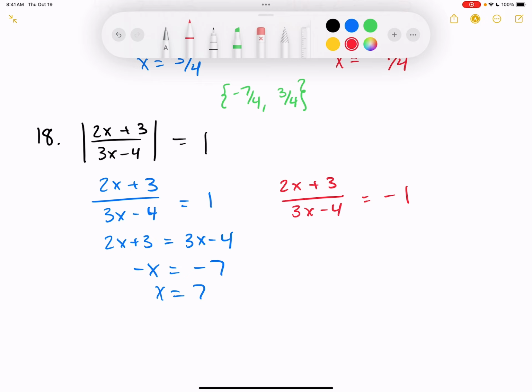And then on the other side, I just need to change the signs of these when I multiply it. So I have 2x plus 3 is equal to negative 3x plus 4. So then I've got 5x is equal to 1. So x is equal to 1/5. So my solution set officially would be 1/5 and 7.